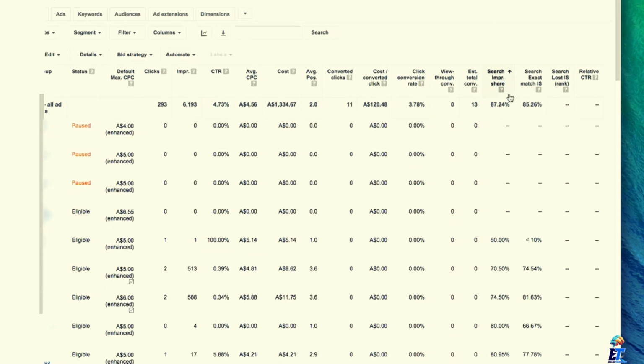In later modules, I'll go into more detail about other aspects you can look at at the ad group level, but they're probably more relevant to talk about in terms of ads and ad extensions later. So stay tuned.